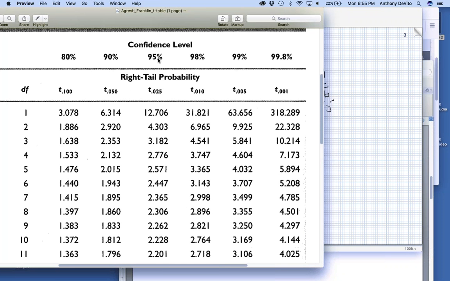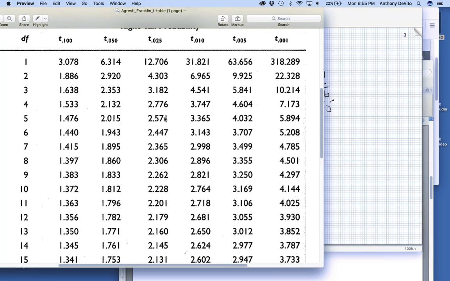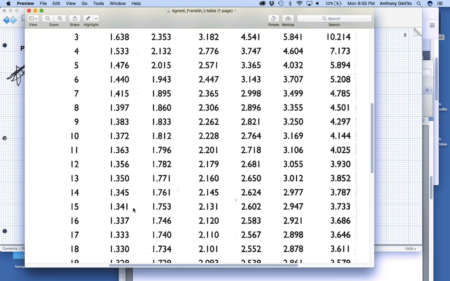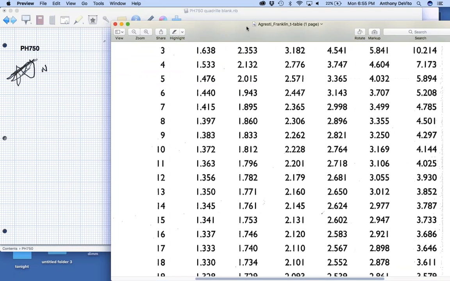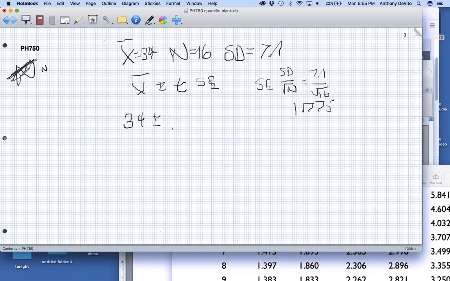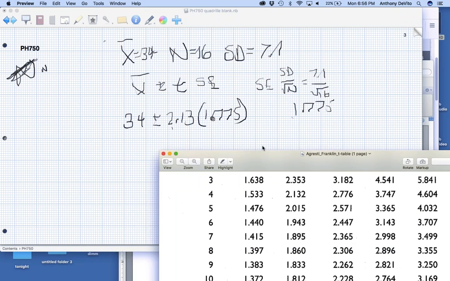Now notice that it says the confidence level is 95%, but it describes the right tail probability as 2.5%. T-score for 2.5%. Take a look at that in a second. So I'm going to just get that number for now. So let's see, 15 degrees of freedom is going to be 2.13. I'm just going to round it off to that. So our T-score is going to be 2.13. Write that in there. 2.13 times our standard error, which is 1.775.